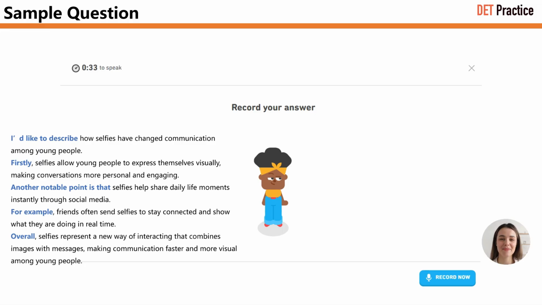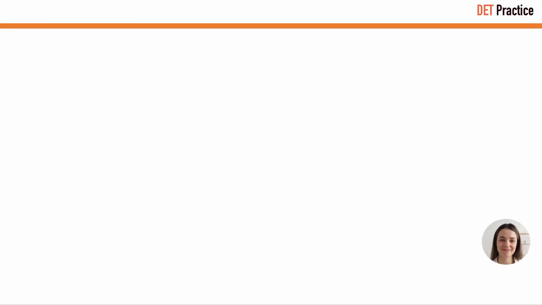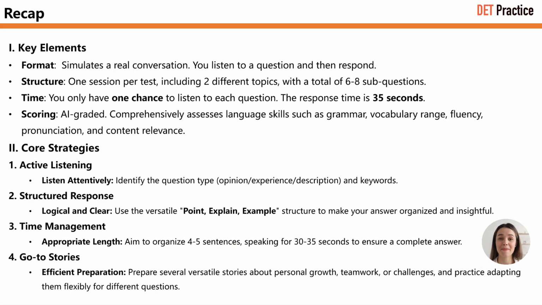Finally, let's summarize the content of this lesson. We first explained the format and structure of interactive speaking. Interactive speaking actually tests candidates' speaking performance in real communication environments, with questions containing 2 topics and a total of 6 to 8 questions. After listening to each question, candidates have 35 seconds to answer, completing 6 to 8 rounds of dialogue in this format.